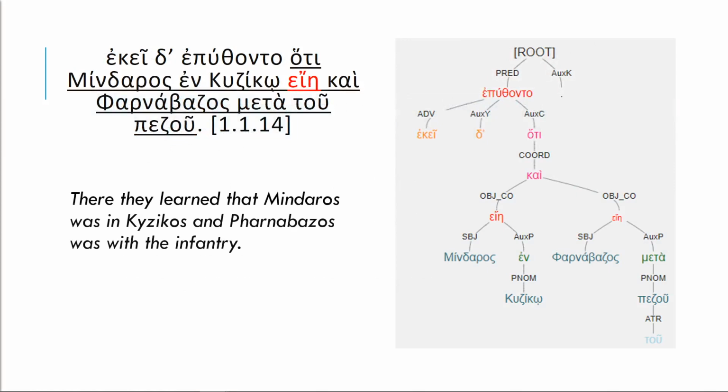So here's an example. They learned, now we have an indirect statement with a hoti. Because the main verb is in the past tense, the verb of the indirect statement becomes optative: that Mindarus was in Cyzicus and Pharnabazus was with the infantry. So it's only in the optative because it's in a subordinate clause, an indirect statement after the past tense. You can see it's optative because it's got this weird form.